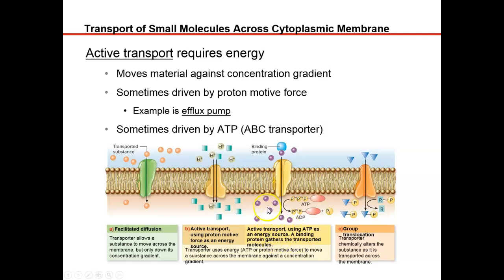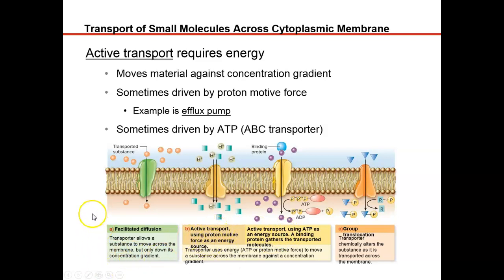Another active transport mechanism is the ABC transporter, which utilizes ATP as the energy source. So in this case, ATP binds to the channel, and that allows the molecule to move from lower to higher concentration into or out of the cell, depending. So both of these are active transport mechanisms. This is a primary active transport. This is a secondary active transport.